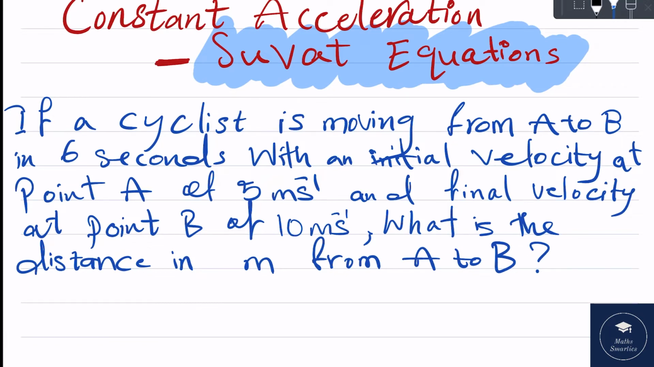If a cyclist is moving from A to B in 6 seconds with an initial velocity at point A of 5 meters per second and final velocity at point B of 10 meters per second, what is the distance in meters from A to B? Let's go through each variable we have.